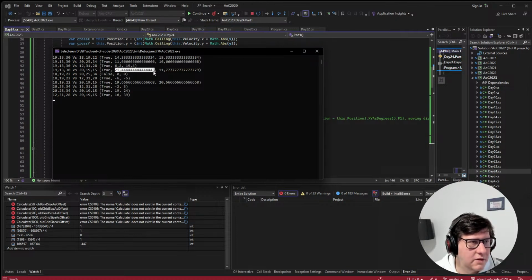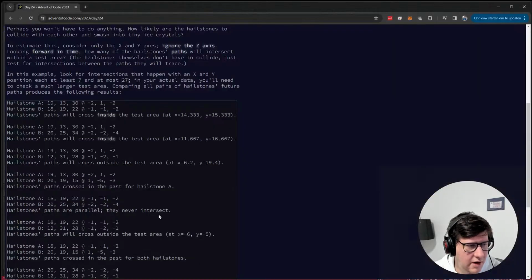Like this x coordinate cannot happen in the future. This one has to have happened in the past because it's 19 and going down. Same for here, it's 18 and going down. So you can never have 19 in the future. For these cases, not so much. Let me see. Oh, but they are outside of the area, right?